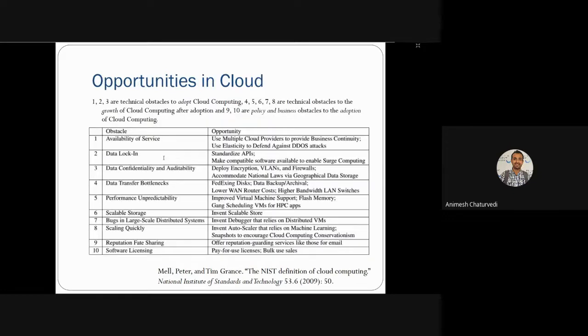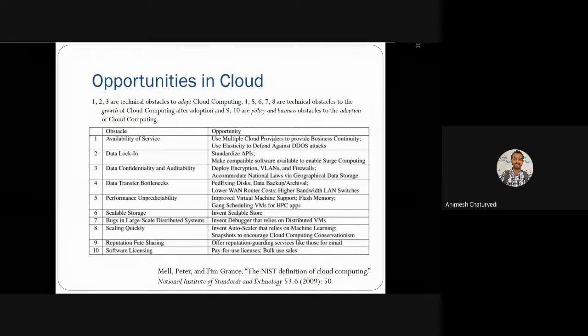So these are basically the obstacles and opportunities in cloud computing. It is a summarization of what we had discussed today. 1, 2, 3 are basically technical obstacles to adopting cloud computing: availability of service, data lock-in, data confidentiality and auditability. So programmers are needed for handling these three things.